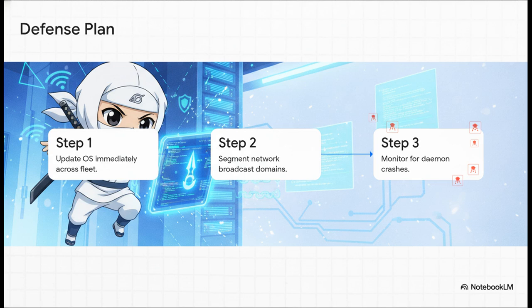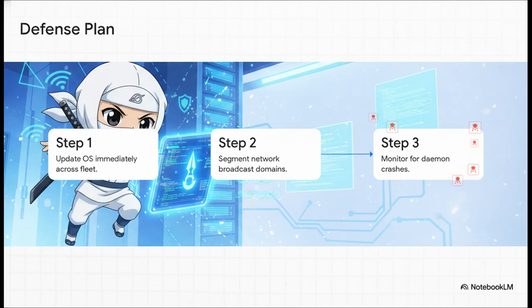Let's look at how this builds into a comprehensive defense plan. Here is your strict 3-step protocol. Step 1. Force the fix. Update the OS immediately across your entire fleet, and make sure you prioritize remote devices that regularly connect to untrusted or public Wi-Fi.